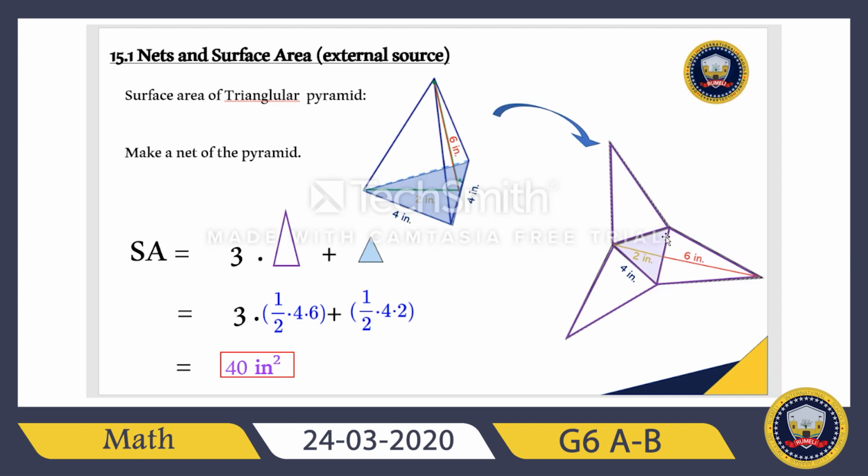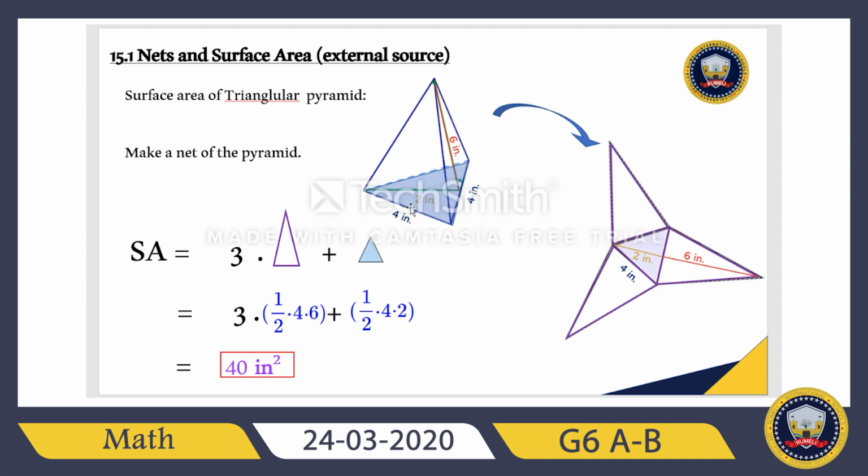What is the area of the base? It is base times height. These are all equal. So if this is 4 inches, this is also 4 inches. So the area of this triangle is 1 over 2 base, which is 4 inches, times height, which is 2 inches. 1 over 2 times 4 times 2. The total is 40 square inches. Clear? You can also have lots of shapes in the base of your pyramid.